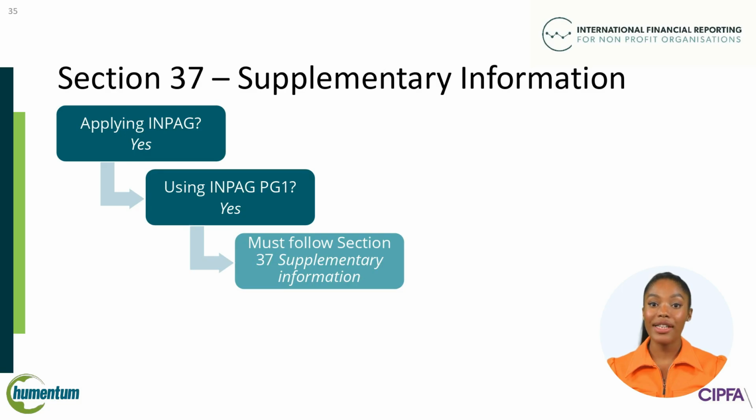If an NPO is applying INPAG and presents supplementary statements in accordance with the practice guide, then Section 37 must be followed. If an NPO is not presenting any supplementary statements, then the requirements of Section 37 do not have to be met, but NPOs can choose to disclose this information even if they do not use the practice guide.